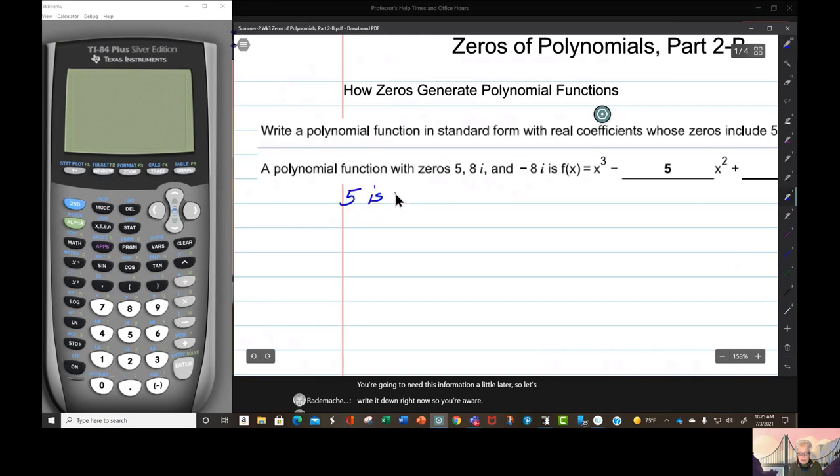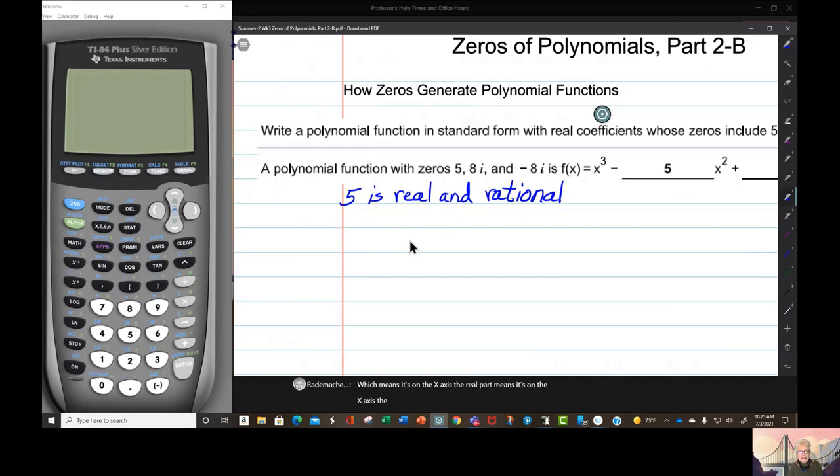Five is real and rational, which means it's on the x-axis. The real part means it's on the x-axis. The rational means it's easy to find, easier than a square root would be, or any other kind of root. But 8i and negative 8i, I'm going to write them on the same line, are complex conjugate zeros.